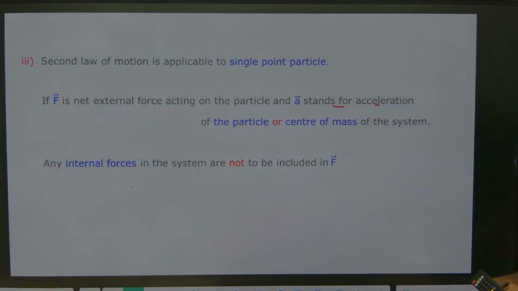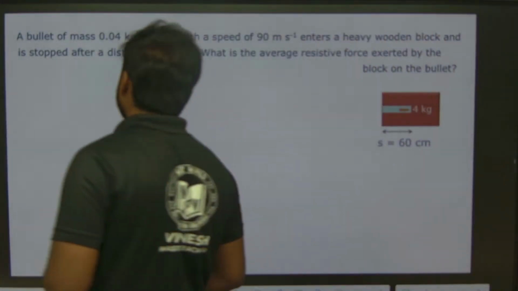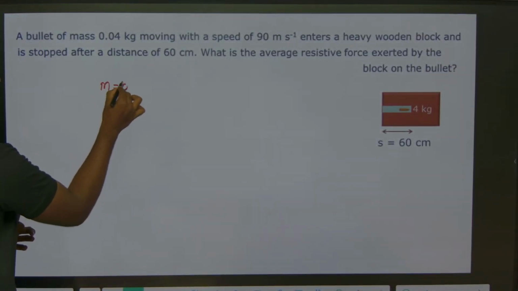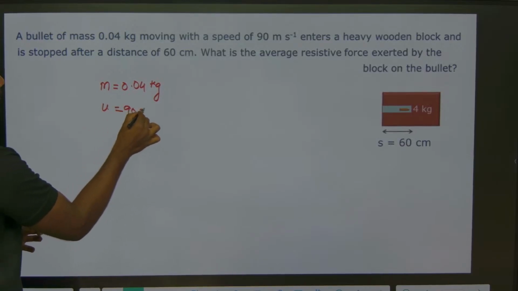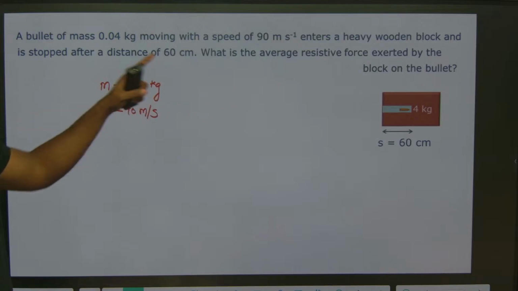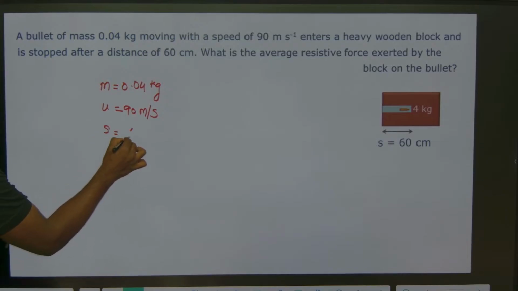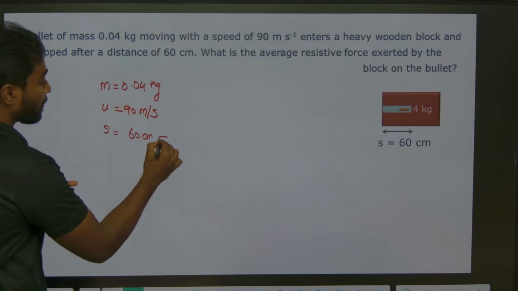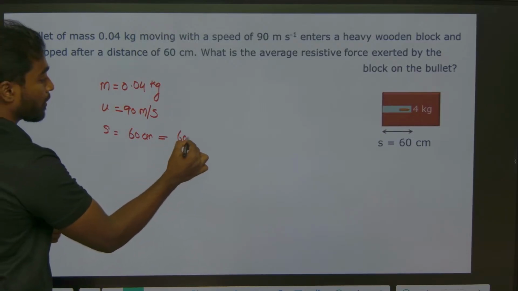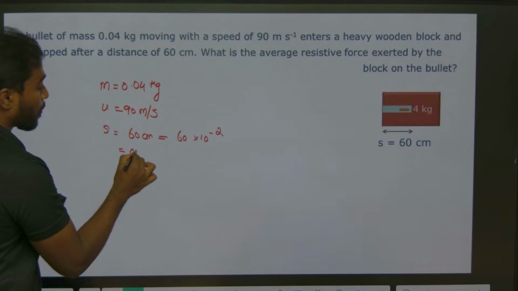Okay. Now, here is the question. A bullet of mass 0.04 kg moving with a speed of 90 meter per second, I will write the given things here. So, mass is 0.04 kg moving with the speed of 90 meter per second, enters a heavy wooden block and it stopped after a distance of 60 centimeter. So, the displacement that happened is 60 centimeter. I need to convert it to meter, everything in SI unit. So, 60 into 10 power minus 2, which is nothing but 0.6 meter.